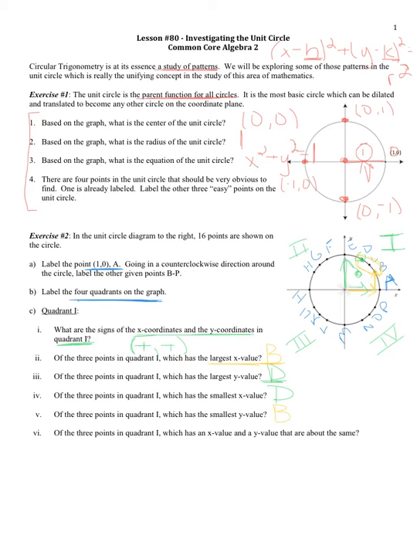And then we'll learn more about why this is definitely true. The next one says which one has an x value and a y value that are about the same. If I look at my picture, point C looks like it goes over and up about the same, so that's the one where they're about the same.